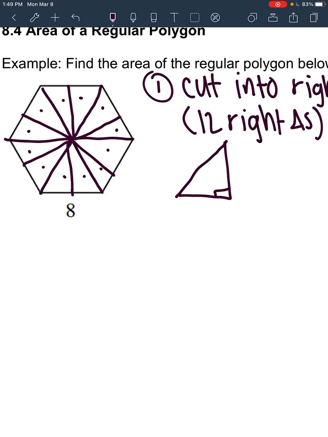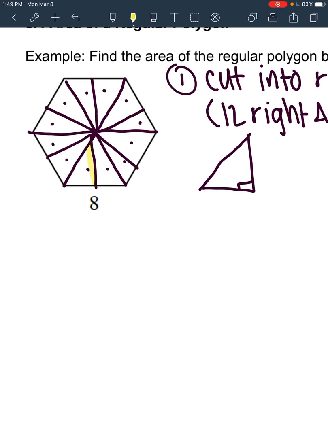Then I'm going to take one of those right triangles out. I just felt like taking this one. They're all the same, so it should be the same result. And I'm going to label the information I know. I know this side is 8, but I only want half of that. So this is 4 because this line cut it into 2 right triangles that were the same.